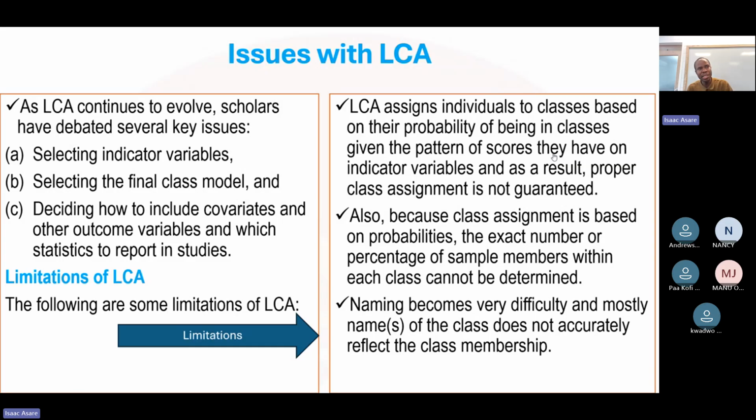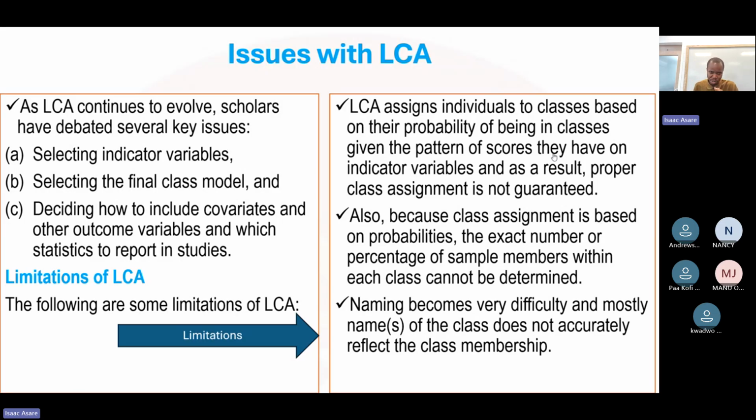So if you are including covariates, just know it. If you also include outcomes, or dependent variables, you need to know which dependent variable you should include. Which dependent variable should I include? These are some of the things that you really need to know.